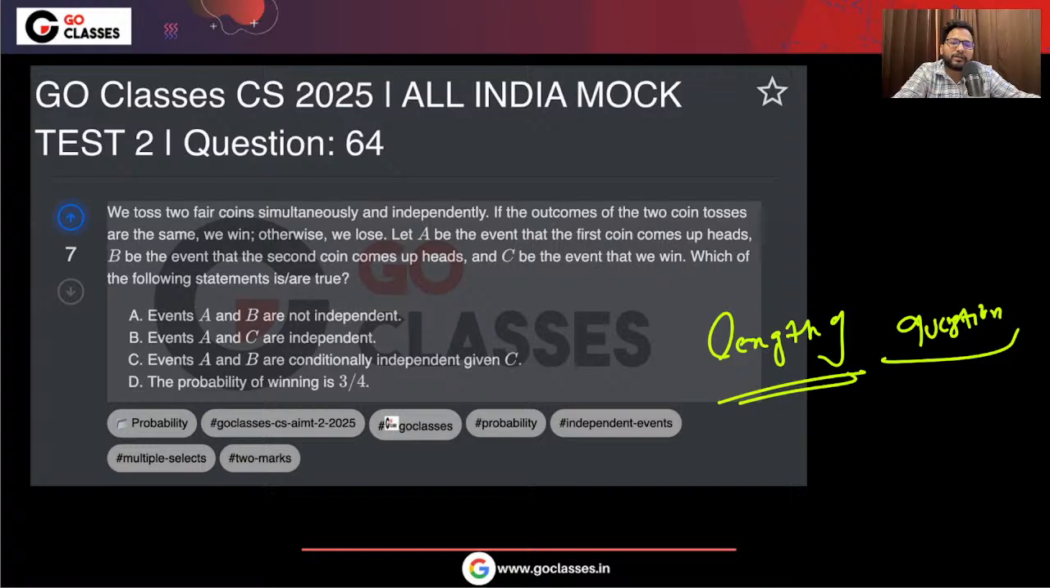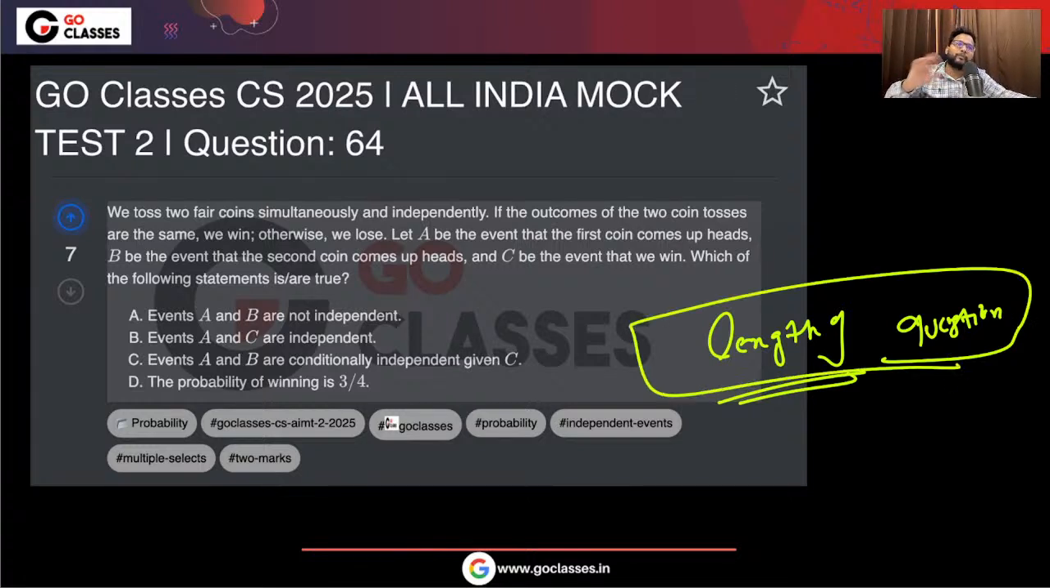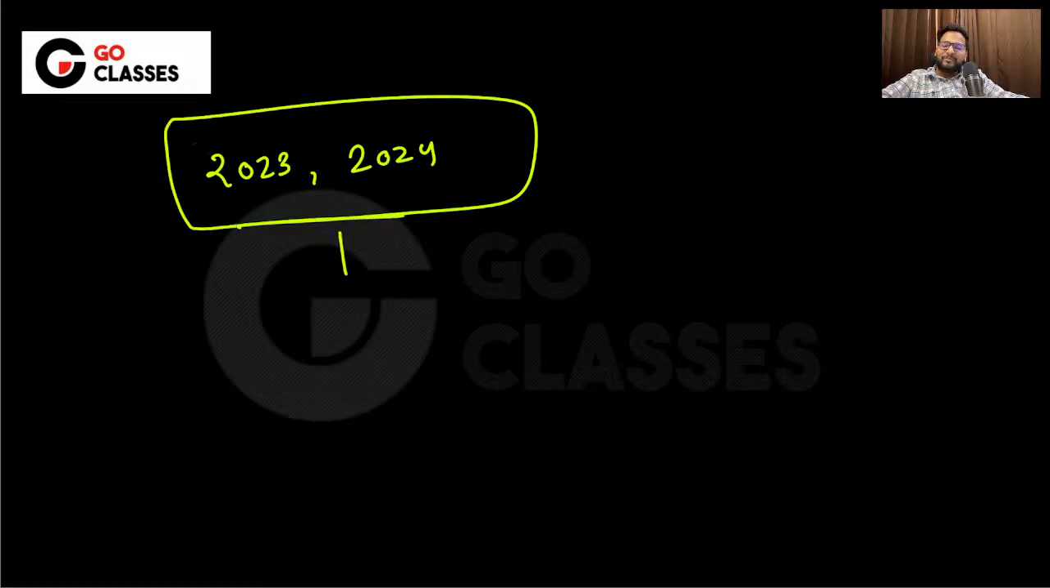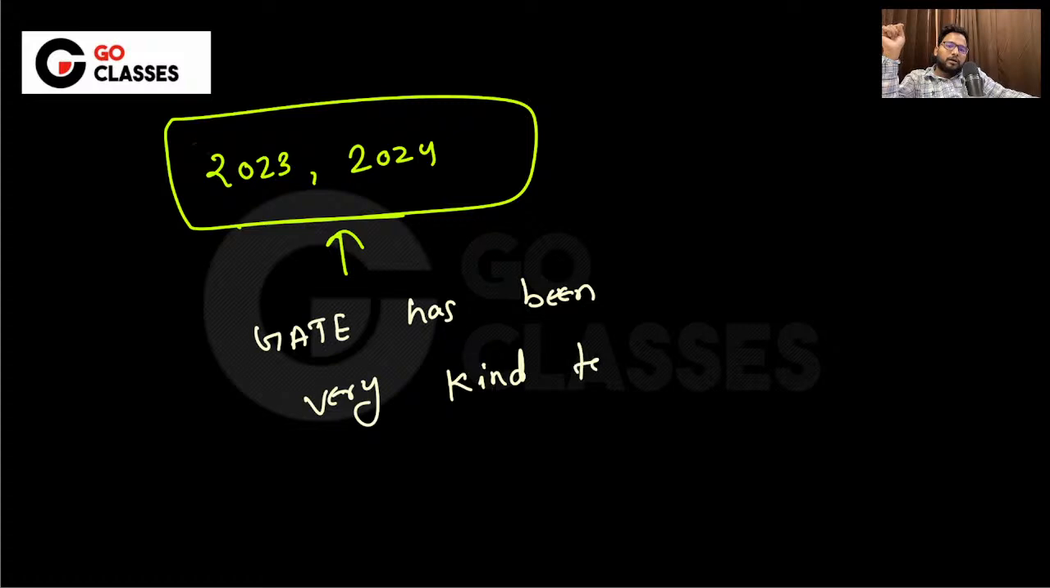So we are basically putting in mixed kinds of questions. Some questions are straightforward, some are lengthy, some have conceptual strength, some are very easy, something like this, right? Because Gate, since the last 2 years, 2023 and 2024, has been very kind to you. I'm not saying that it was very easy to get a top rank in Gate in those 2 years, but honestly, Gate has been very kind to you guys for these 2 years, but it necessarily need not be the case.